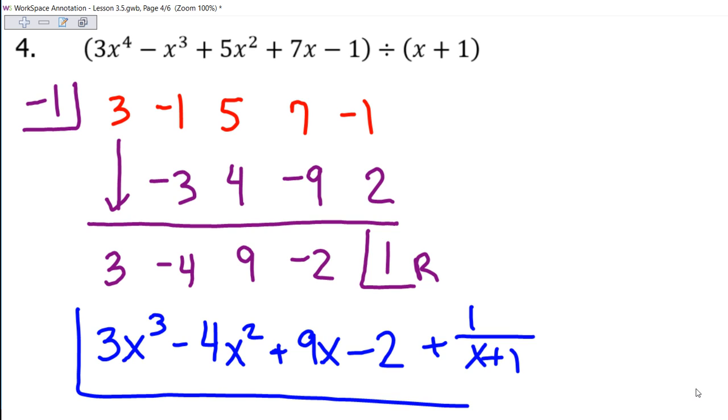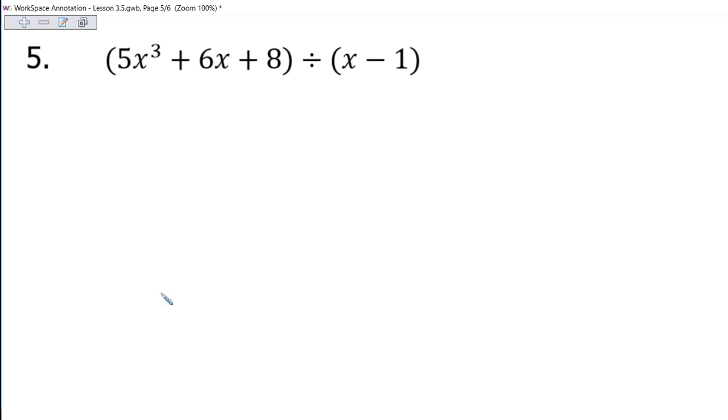Number 5. Copy down problem 5. We have 5x cubed plus 6x plus 8, and that trinomial needs to be divided by x minus 1. Step 1, take the constant in the binomial and change its sign. So negative 1, change it to positive 1, and block it off with half of a box.